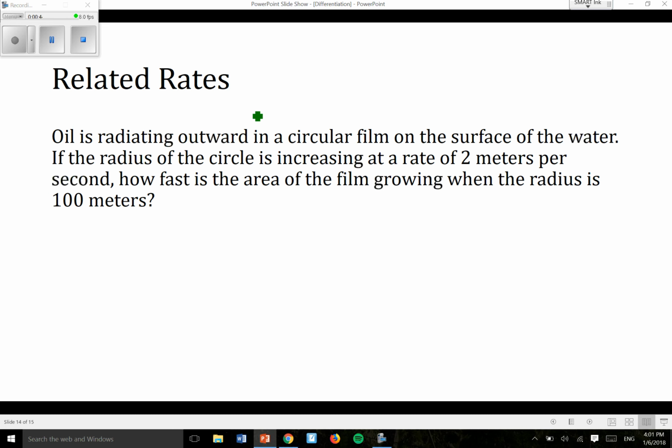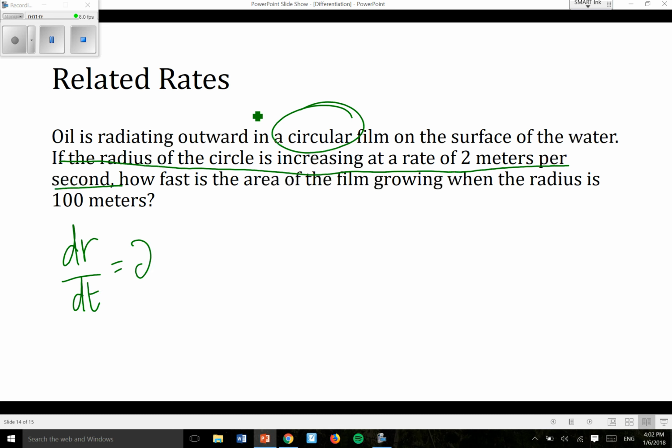Oil is radiating outward in a circular film. We're going to be working with a circle on the surface of the water. The radius of the circle is increasing at a rate of 2 meters per second. If the radius is increasing at a rate, we have a rate of change of the radius. I'm going to say that that is dr/dt. We know dr/dt is a constant 2 meters per second.